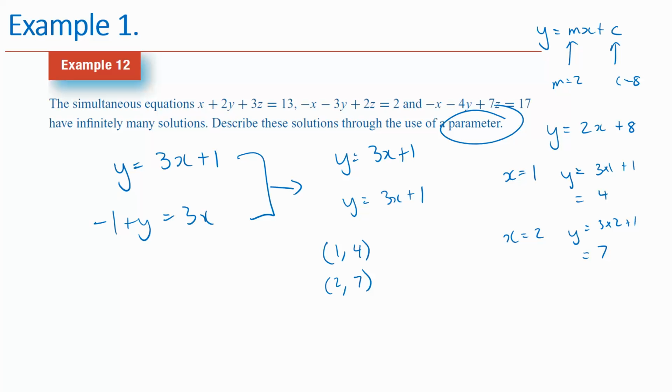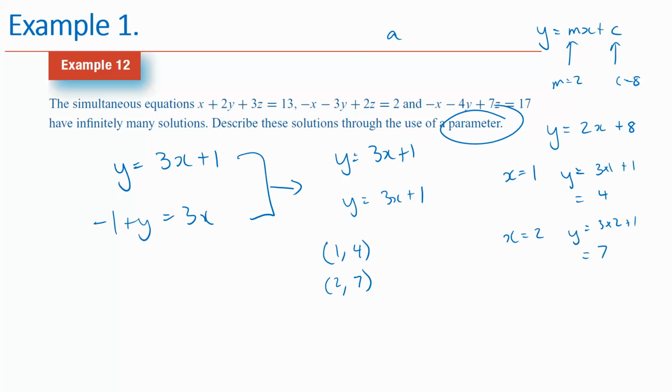These are two possible answers, but what you don't want to do is sit there with trial and error and write out every single answer. So when they say describe your solutions using a parameter, what they're saying is, instead of choosing 1, instead of choosing 2, choose a letter. That parameter could be any letter: A, B, C, T. They like to use T. We used to use lambda, this symbol here, to denote a parameter, but you could call it anything you want. You could call it A.